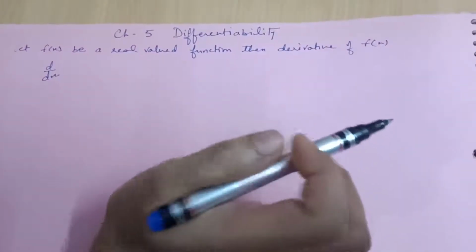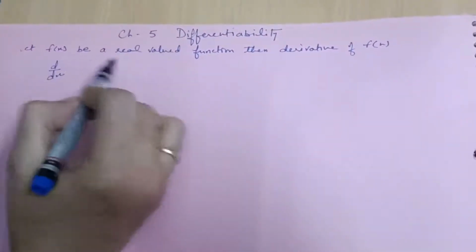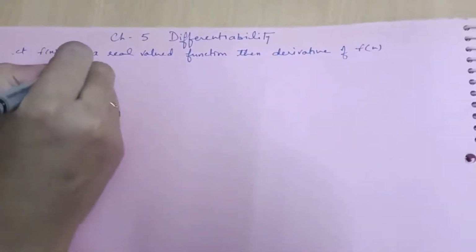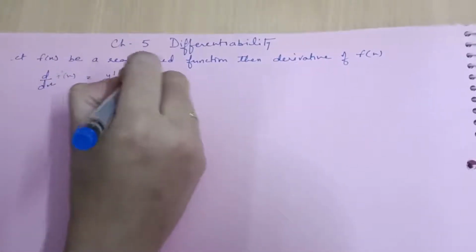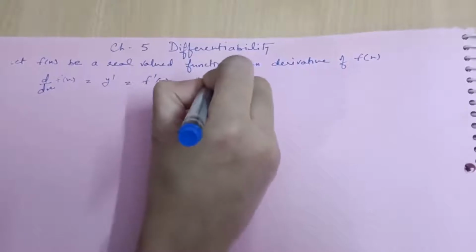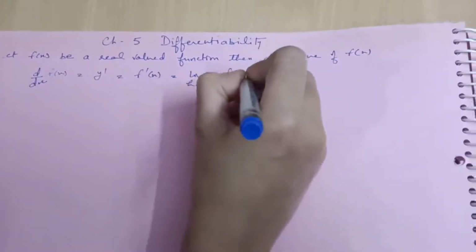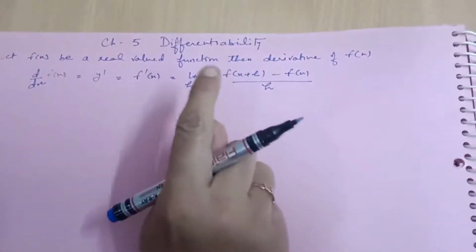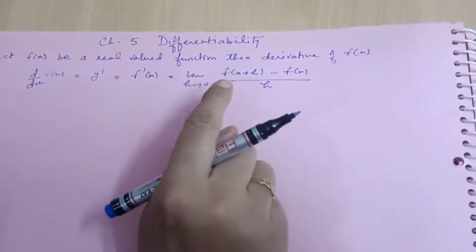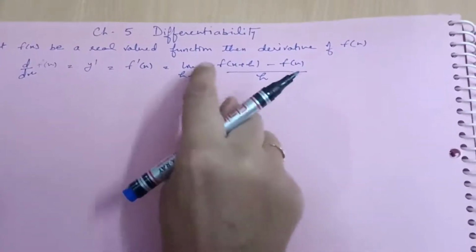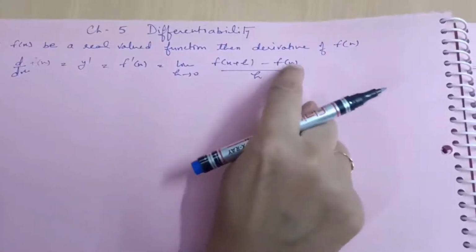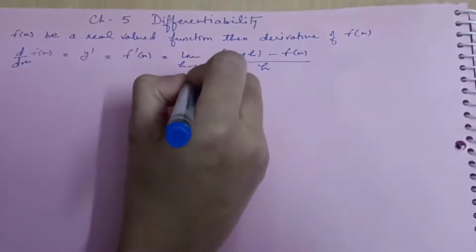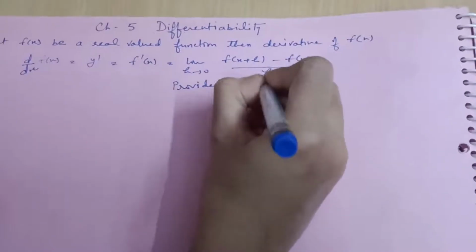We have already studied the derivative of f(x) in 11th class. Let f(x) be a real valued function, then the derivative of f(x) can be written as d by dx of f(x), or y dash, or f dash x, and it is the limit h tends to 0 of f(x plus h) minus f(x) by h. You might remember this. Using the first principle, limit h tends to 0 of f(x plus h) minus f(x) by h is the derivative of f(x), provided the limit exists.